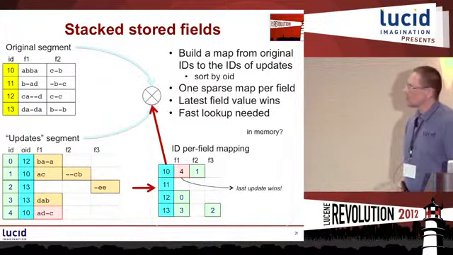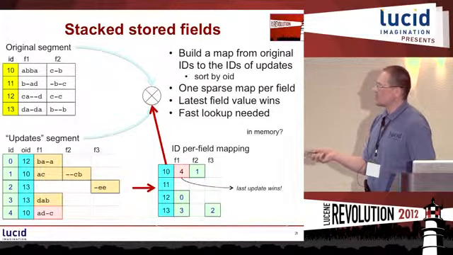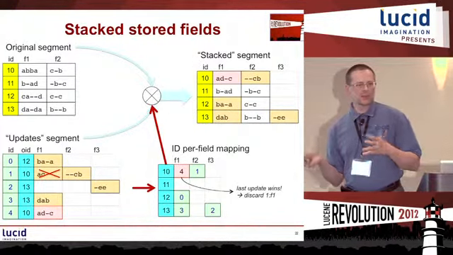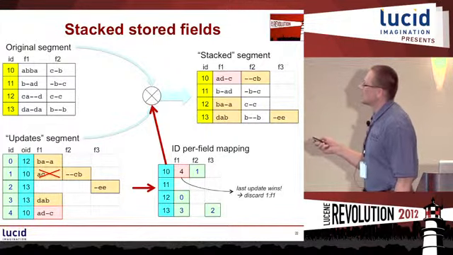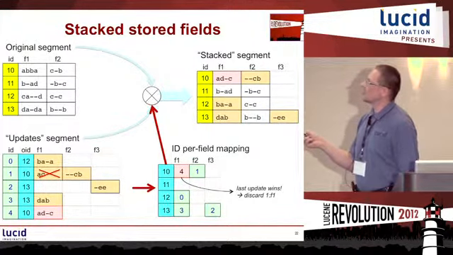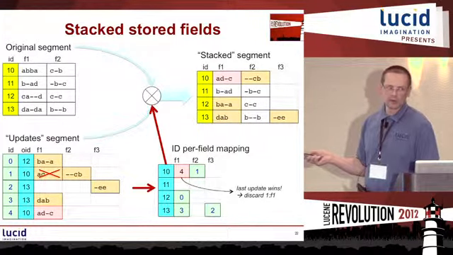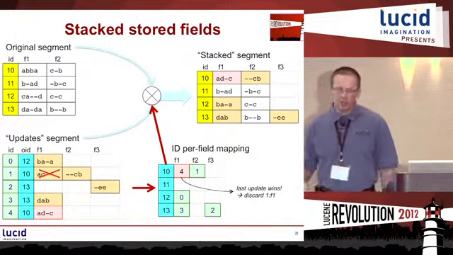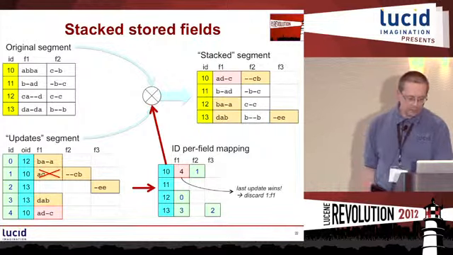Okay, so when we combine the original segment, this update segment, and this ID per field mapping table, we get the new stacked segment that we wanted from the start, right? So for document number 10, we have the updated field that comes from document number 4, according to this table. And so on and so on. You can check all the details and tell me if I made a mistake later on. I hope I didn't.